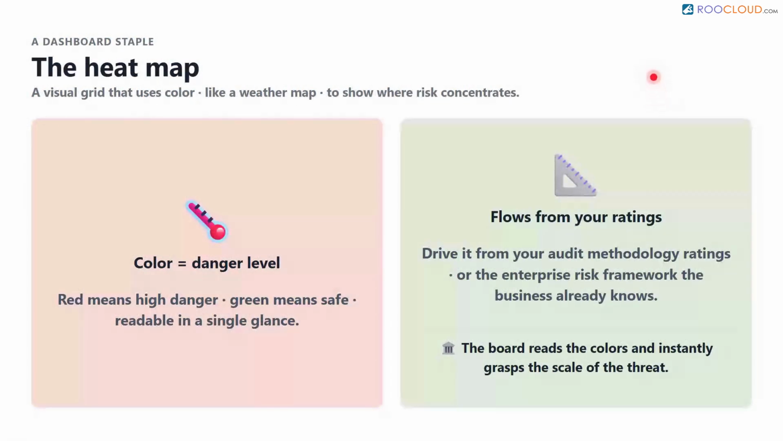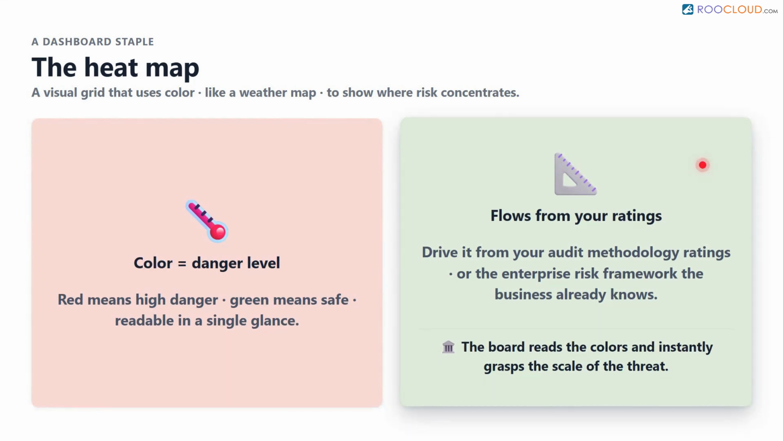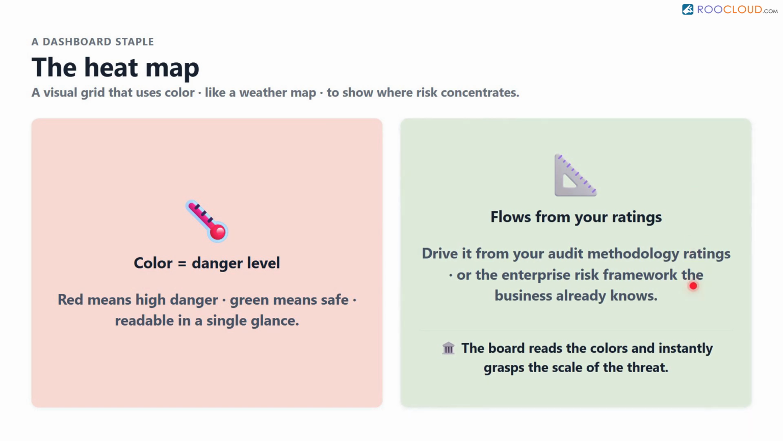A staple of these dashboards is the heat map. A heat map is exactly what it sounds like. It is a visual grid that uses colors, like a weather map, to show where risk is concentrated. Red means high danger, green means safe. When designing a heat map, the data should flow directly from your standard audit methodology ratings. Alternatively, it can be generated using the broader enterprise risk management framework already understood by the business. This ensures that when the board looks at the colors, they instantly understand the scale of the threat based on rules they already know.